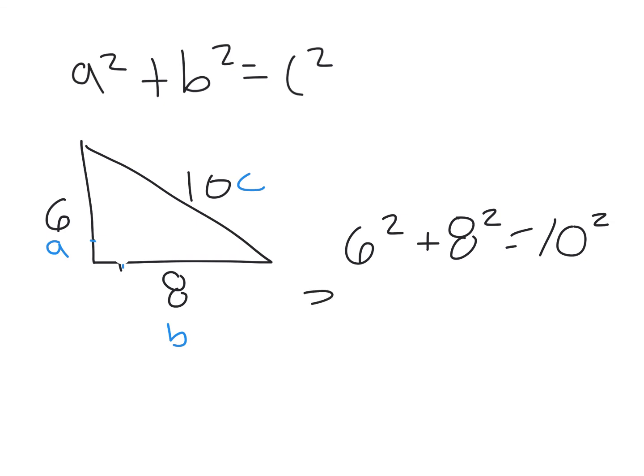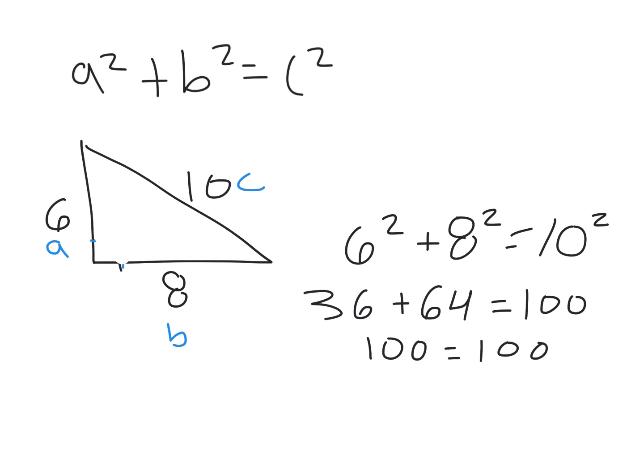6 squared is 36, 6 times 6, right? Plus 8 squared is 64, 8 times 8, equals 10 squared, which is 10 times 10, or 100. So if this is a right triangle, then 36 plus 64 has to equal 100. Well, what is 36 plus 64? It's 100. Does 100 equal 100? Indeed it does. So since 100 equals 100, we know that a squared plus b squared does equal c squared in this case. So yes, this is a right triangle.